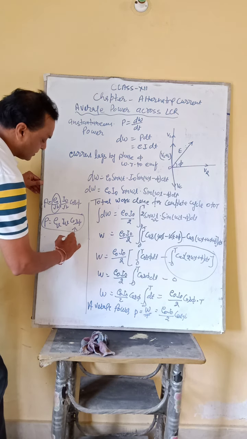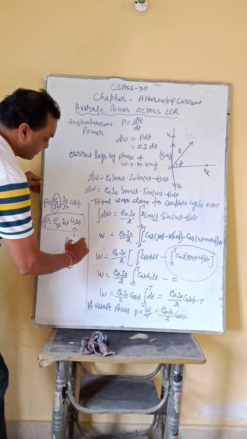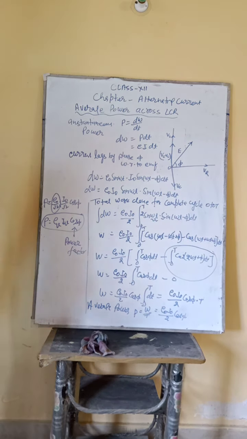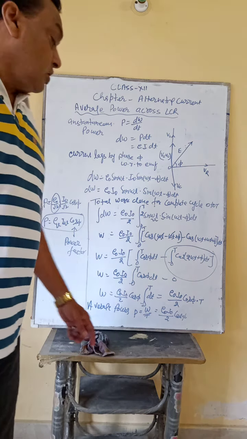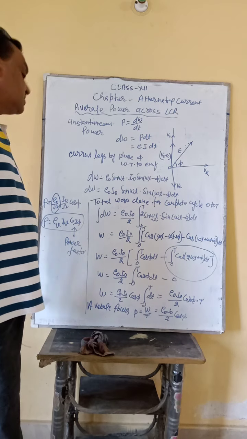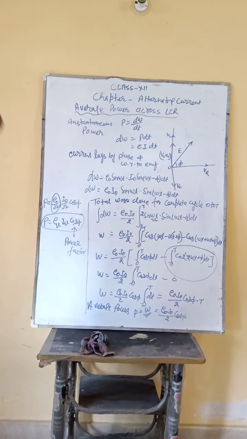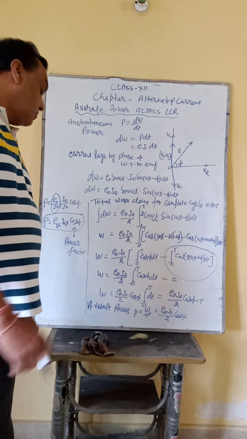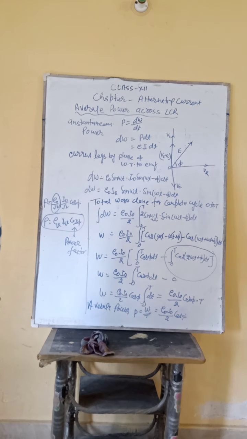So this is the average power across the LCR circuit. This term, cos phi, is called the power factor. Why is cos phi called the power factor? Because in resistance you have seen average power is equal to E_rms I_rms. There cos phi is multiplied, so that is the average power.